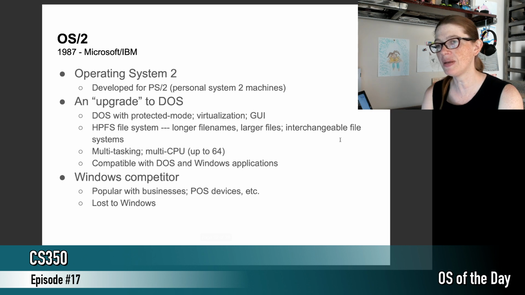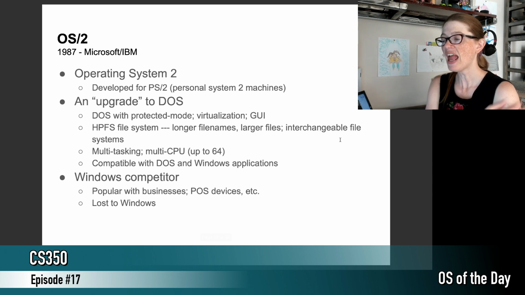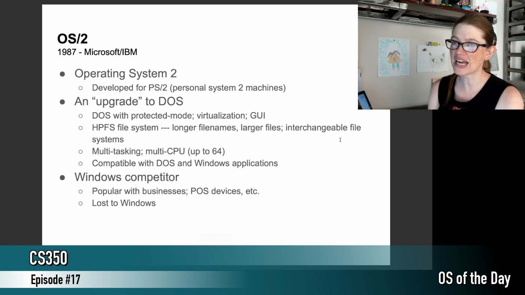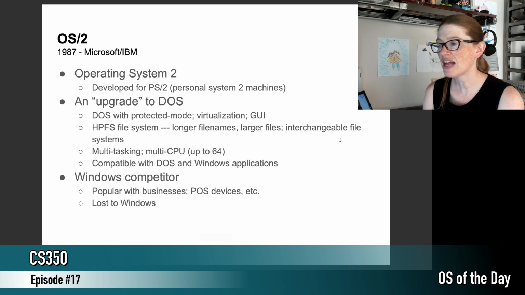Because if you want a company to adopt your software, especially an operating system, you have to assure them that everything that they have been doing so far will continue to work exactly the way it has before. And if you can't convince them that that's true, then there's no way that they're going to actually use your operating system. And so OS2 was designed to be completely compatible with DOS and Windows applications.